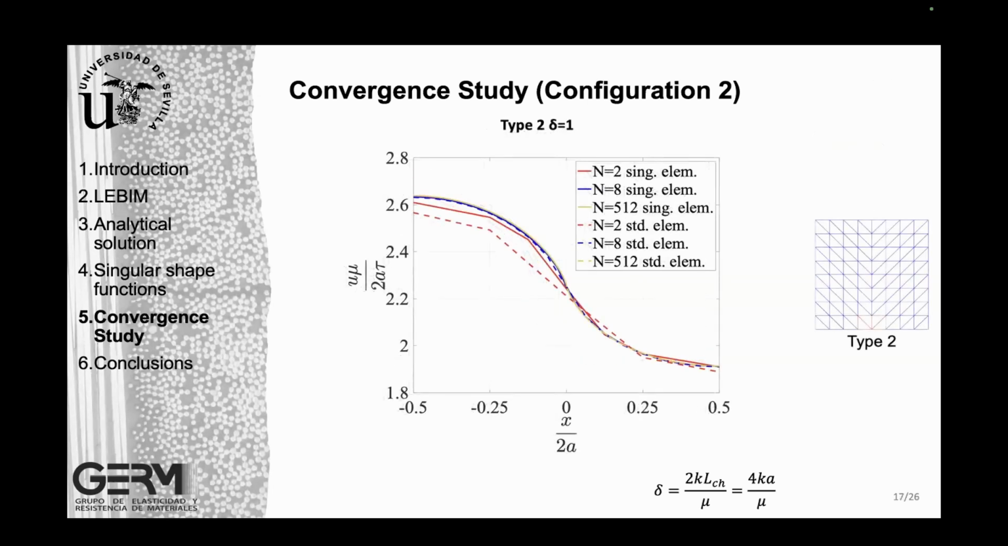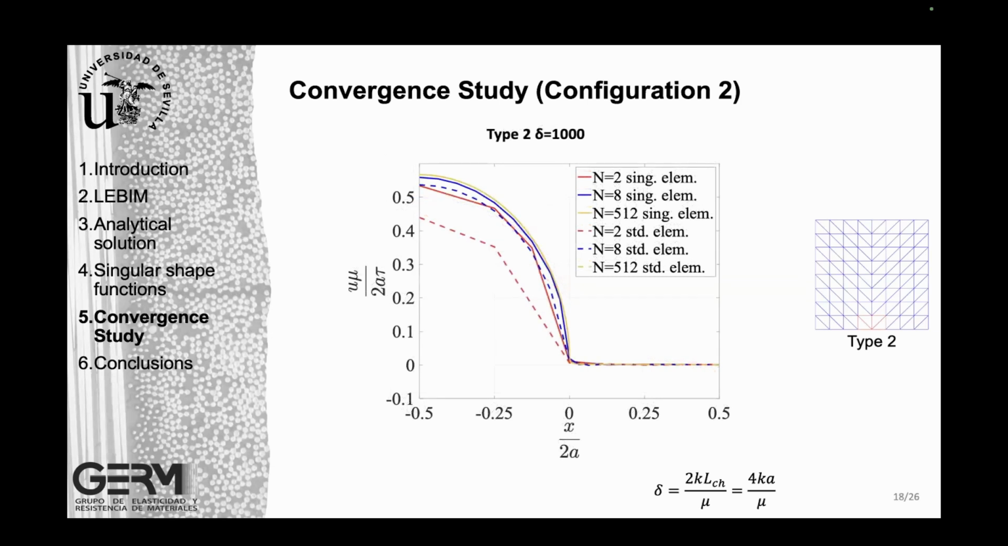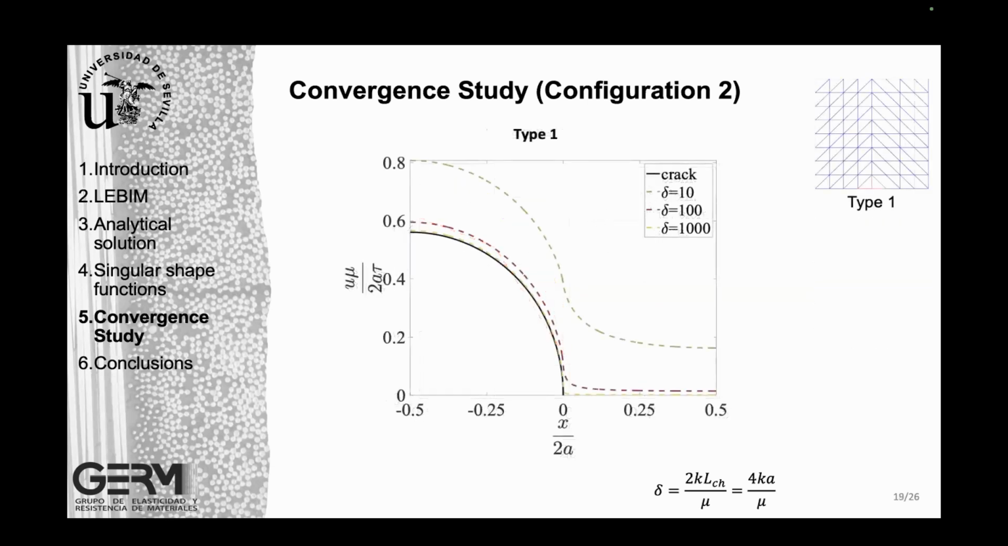If we do the same study with a different configuration, a different mesh, we can see that the results are basically the same. We have a very similar solution. Once again, if we go with a very stiff interface, we can see that the solution also tends to the very large number of elements.